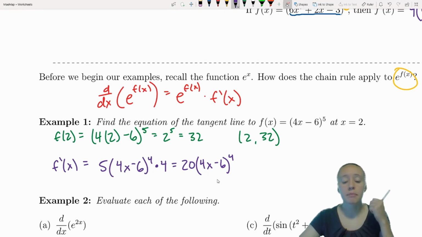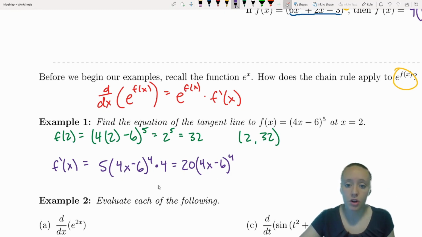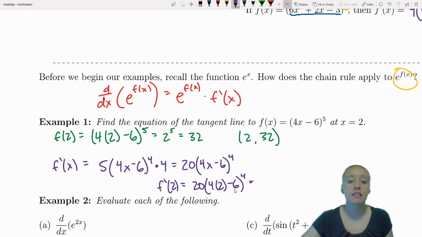So if that's my derivative, I need to find the derivative at x equals 2. So f prime of 2 is going to equal 20 times 4 times 2 minus 6, all raised to the fourth. 4 times 2 is 8. 8 minus 6 is 2. So I'm going to have 20 times 2 to the fourth. 2 to the fourth is 16.